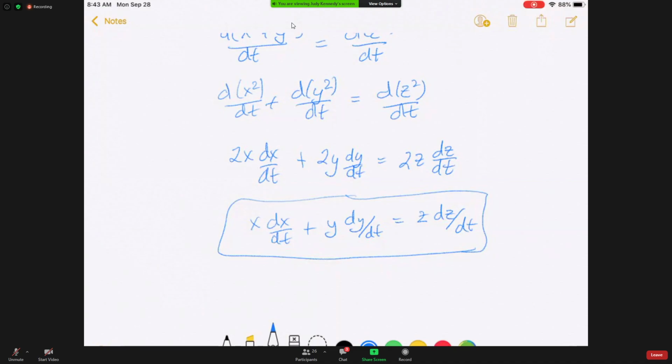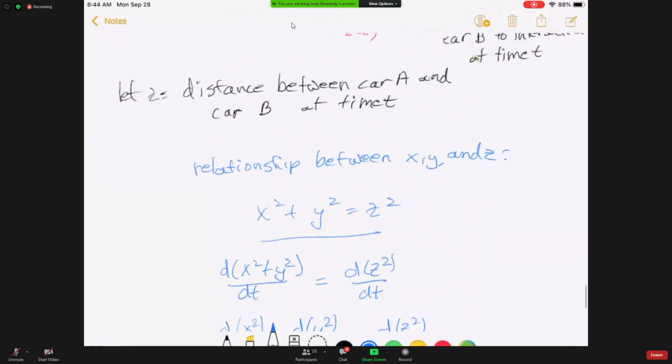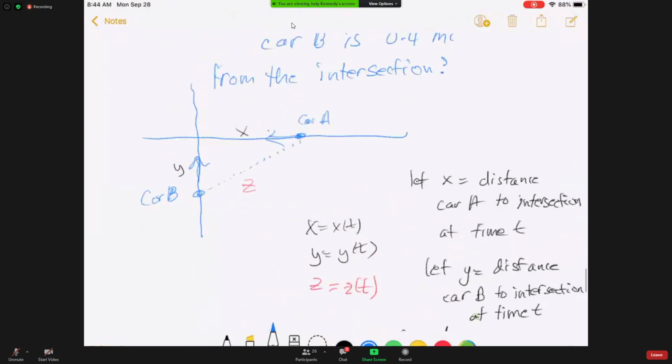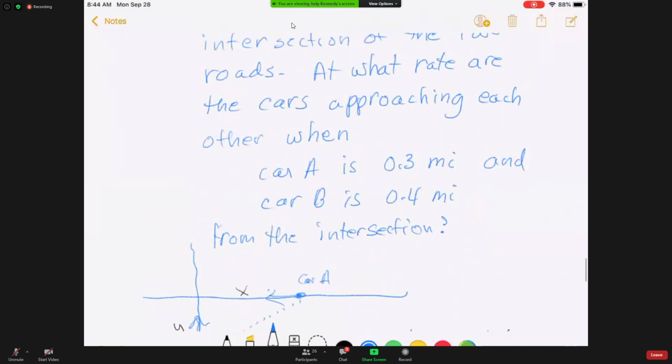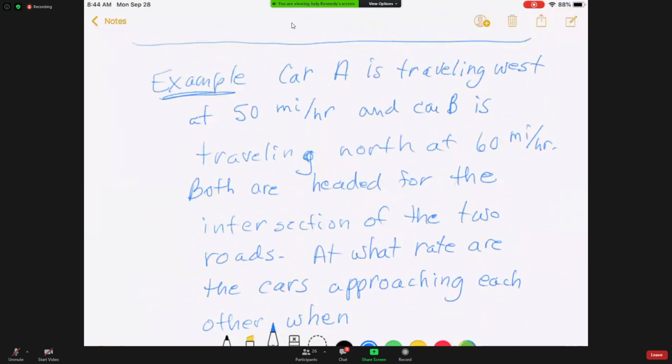Okay, so what's the information we put in for these values? I have to go back to the problem. Car A is traveling at 50 miles per hour.